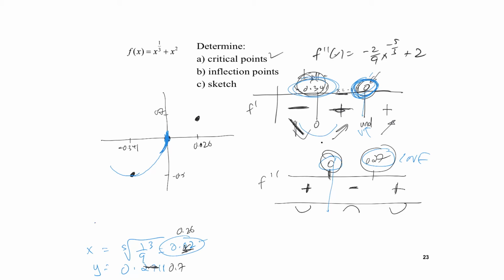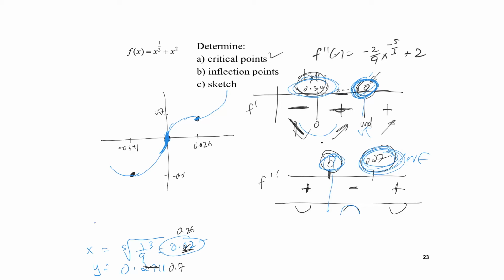And afterwards, what happens? Well, I know that after 0, it has to curve down, up to where? Up to 0.27, which is this, because this is also an inflection point. So I'm going to have to curve down. Curve down. Now, the question right now is, what happens after 0.26 or 27? It's going to curve back up. So this is the sketch.